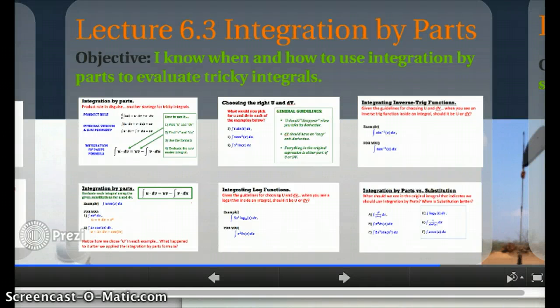Welcome to lecture 6.3. In this video, I'm going to show you another strategy for trickier integrals where you can't see the antiderivative at first glance. And this strategy, which is formally known as integration by parts, is one of the more powerful tools that you will have for tackling these integrals.